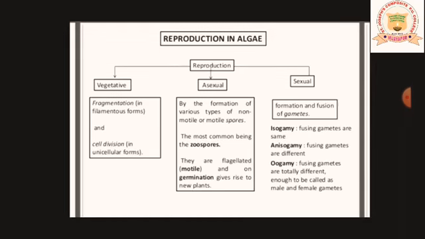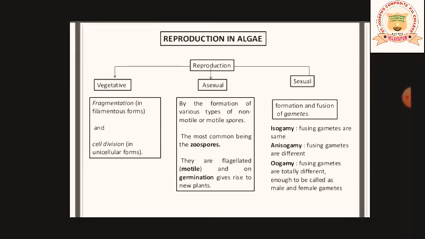One more question. What are zoospores? Zoospores are asexual reproductive structures found in algae. One more question in theory. They are flagellated, motile, and on germination give rise to a new plant. So these zoospores are flagellated and they are motile. On germination they give rise to a new plant. So asexually the reproduction is carried out by the formation of non-motile or motile spores. A special kind of spore we call zoospores.